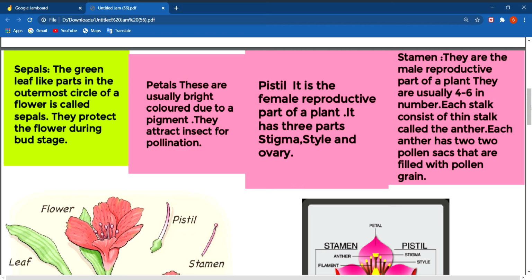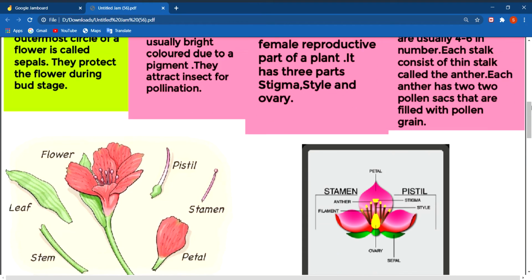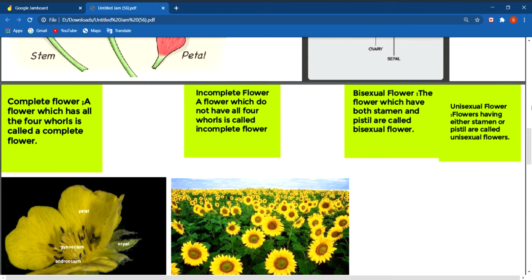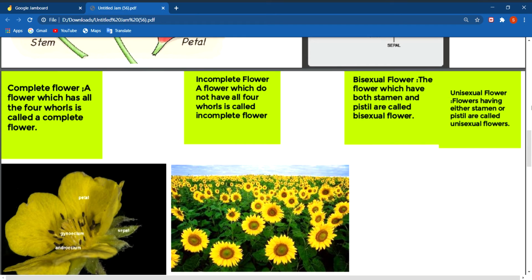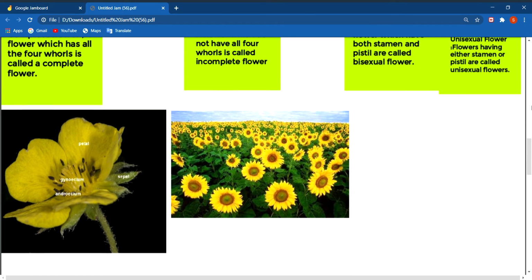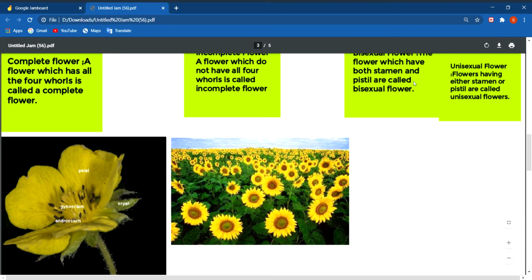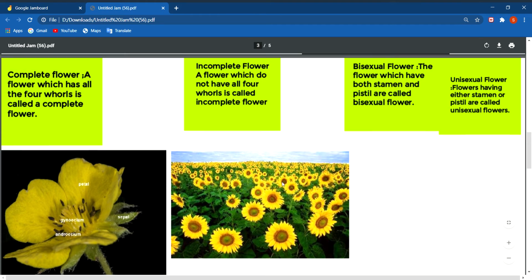A flower which has all the four parts is called a complete flower. Some flowers, like hibiscus and rose, do not have all the four parts, and they are called incomplete flowers, like mulberry, date palm. In some flowers, like tube roses, sepals and petals together form tepals. You cannot separate out sepals and petals there, and so they are called tepals.